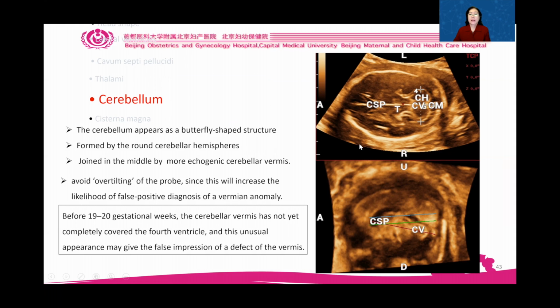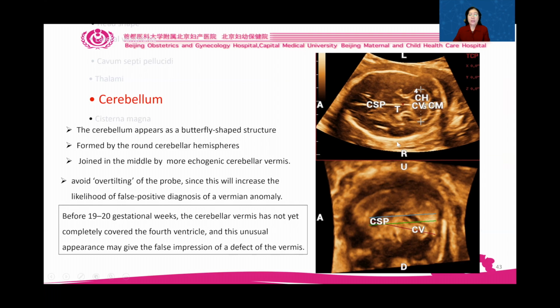Let's look at the cerebellum. The cerebellum appears as a butterfly-shaped structure. This picture is by the smart plane to guide the measurement of the cerebellum here. The cerebellum is formed by two round cerebellar hemispheres, joined in the middle by the more echogenic cerebellar vermis.